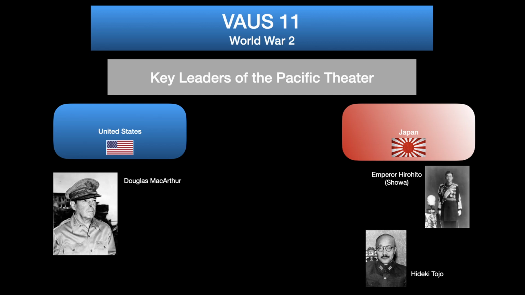So next up, we have the key leaders of the Pacific Theater. Douglas MacArthur is the key military leader for the United States in the Pacific. And over for Japan, you have Emperor Hirohito, or Emperor Showa. He is, again, their emperor, but some people would say he really wasn't pulling a lot of the strings, but you just need to know his name. And then we have Hideki Tojo. Again, he's the military leader, but you just need to be able to recognize his name.